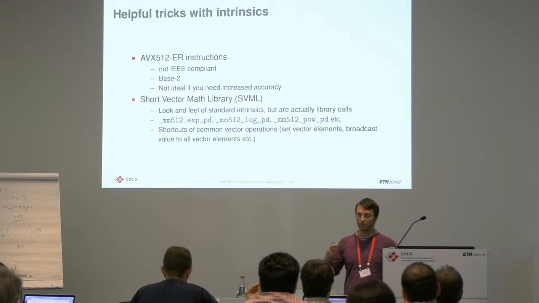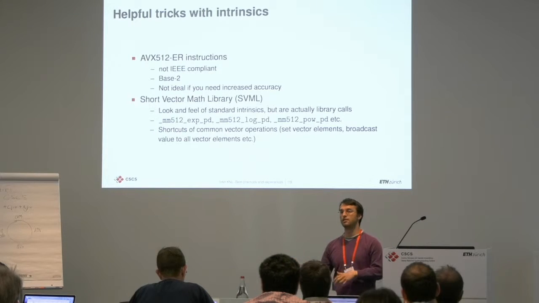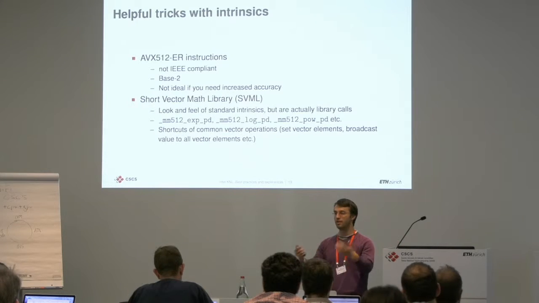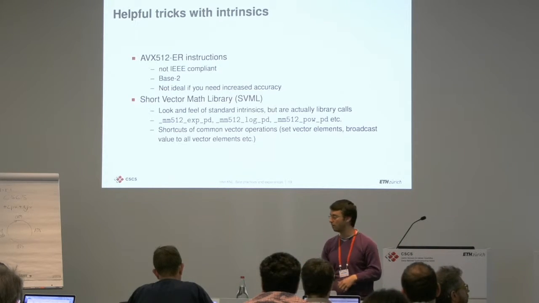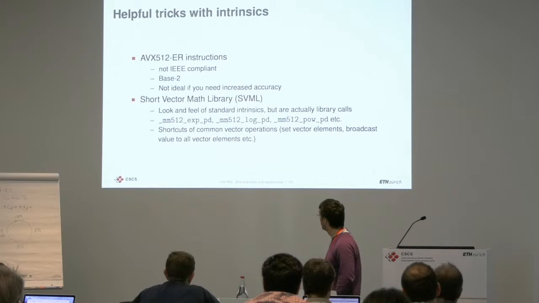So I ended up using the short vector math library, which is quite useful because, as we've seen in previous presentations, you have all the standard library transcendentals, and they have the look and feel of normal intrinsics. So you can just use them. You can even chain them with other intrinsics, so you can easily end up with good code.